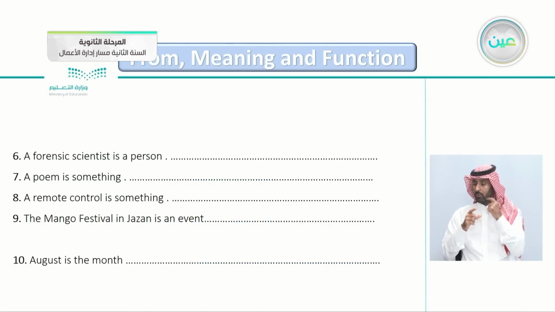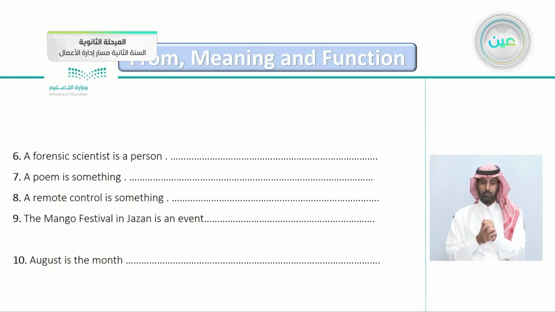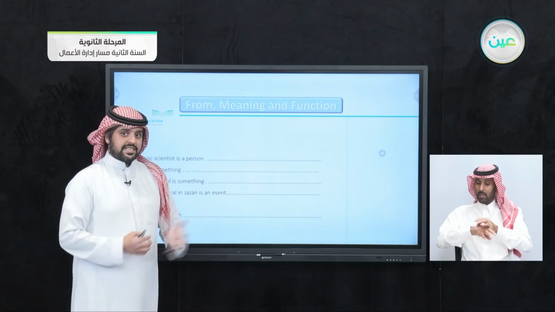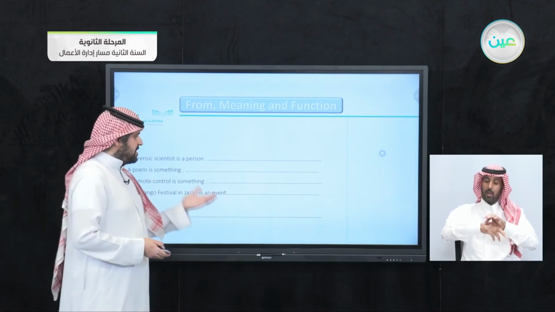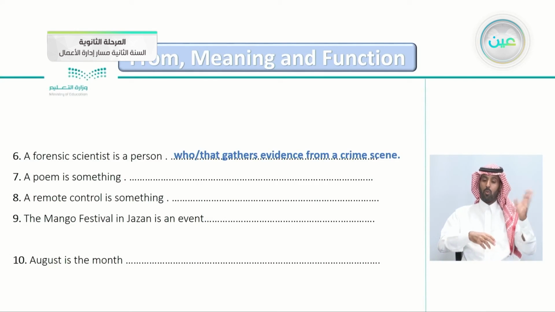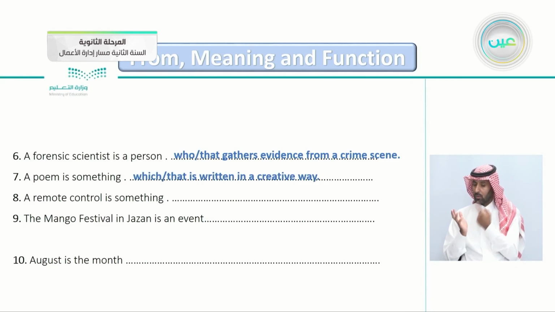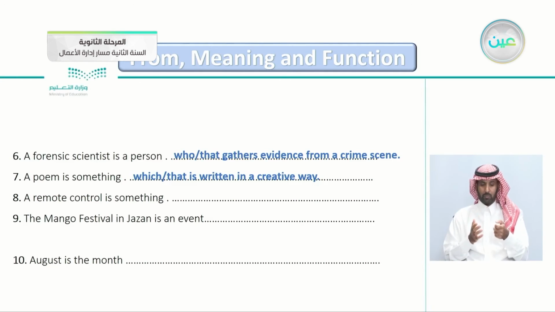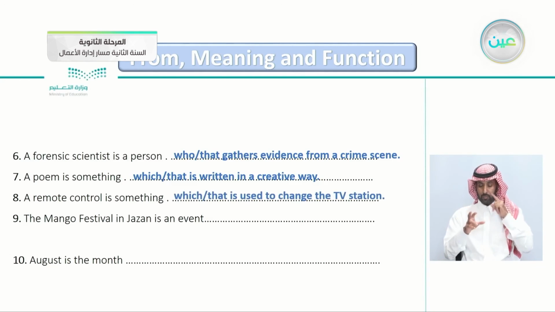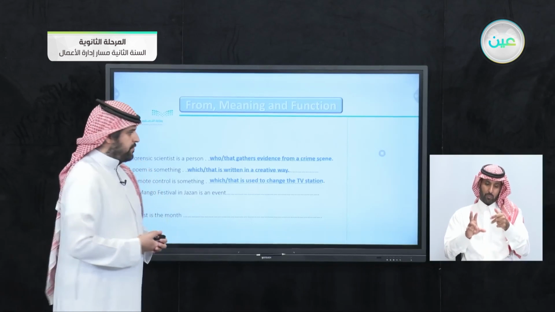A forensic scientist is a person. If you like the CSI series, yes, a person who or that gathers evidence from a crime scene. Excellent. A poem is something which or that is written in a creative way. A remote control is something that or which is used to change the TV station. When you're talking about a TV remote, of course.